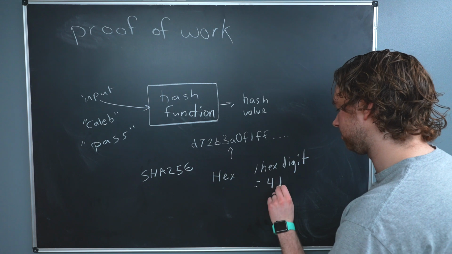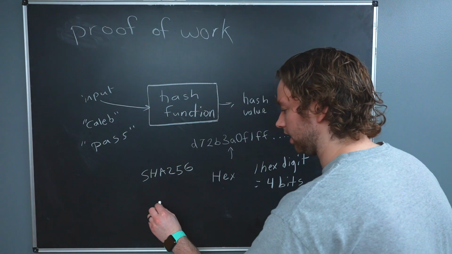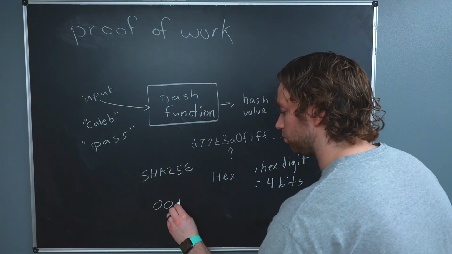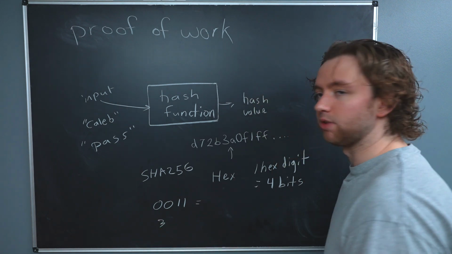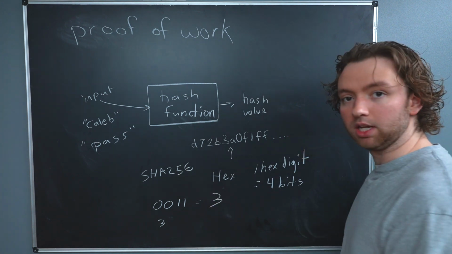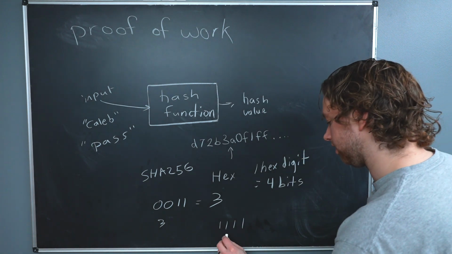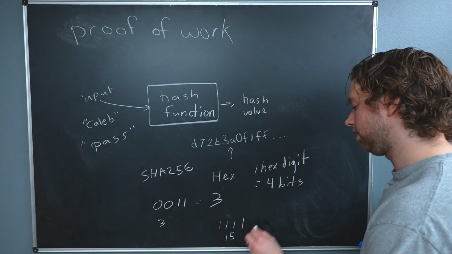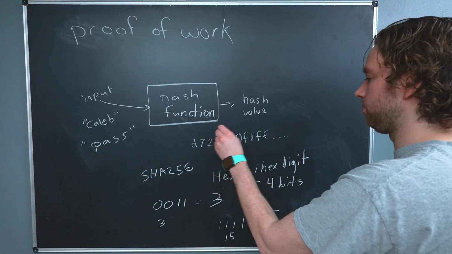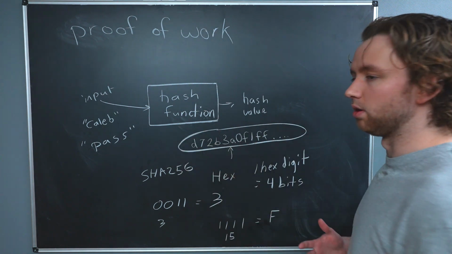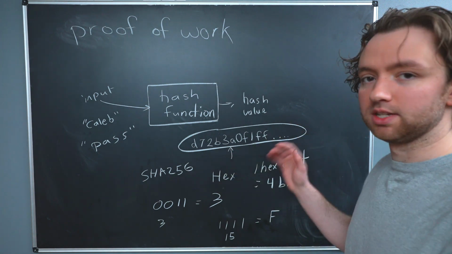equals 4 bits. So as an example, we might have the binary 0011, which is the value 3. We would represent this in hex with the value 3. We might also have another one, 1111, which is 15. And we would represent this in hex with an F. So hexadecimal is just a condensed form of binary, if you think about it. You can represent 256 bits in only 64 characters.